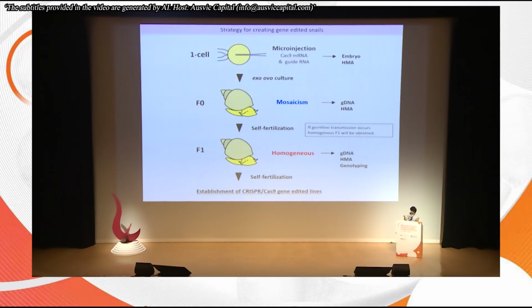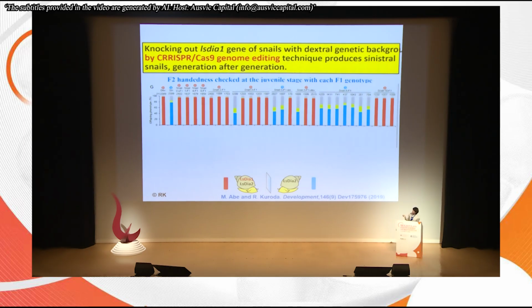So I'm going to make the short story. We inject it, and F0 is mosaic, F1 becomes homogeneous. So we check what offspring F1 produces, and it's surprisingly clear-cut. We knocked out the LSTR1 gene, only that one, in a totally dextral genetic background, a completely pure right-handed snail, by CRISPR-Cas9 genome editing.